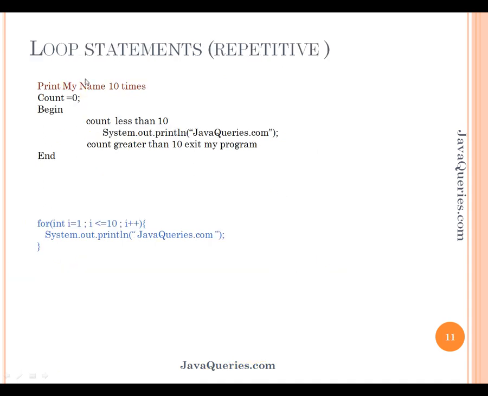Loop statements are nothing but repetitive. What is a loop? You want to do a series of statements or the same statement repetitively, then we use loops. So for example, there is a task: print my name 10 times, count equal to 0. Count is initialized to 0. Then you say system.out.println javaqueries.com, because I want to print my name as long as it is not 10 times completed. If it is greater than 10, please exit this program. So this is my logic for my loop statement.